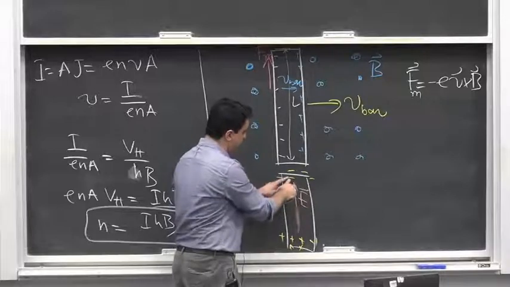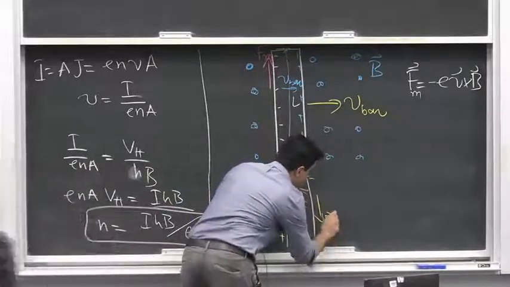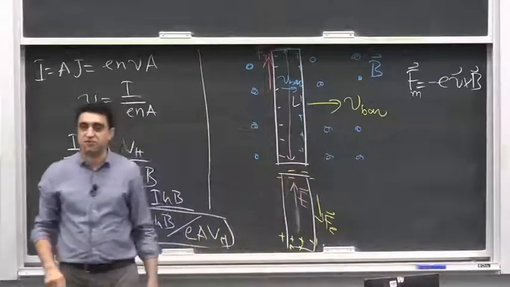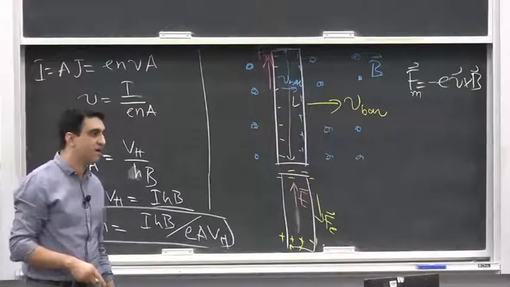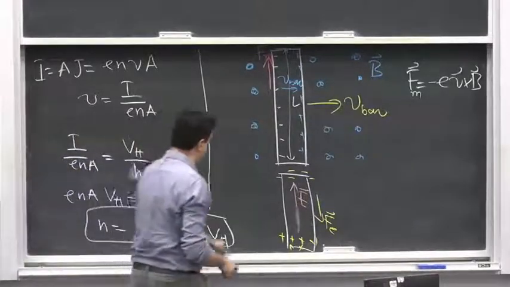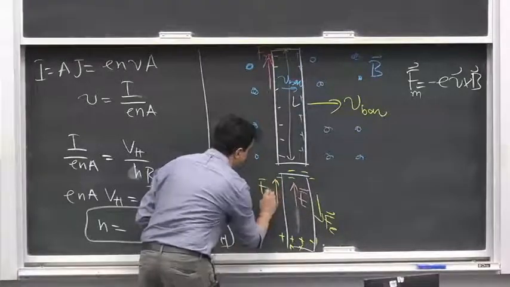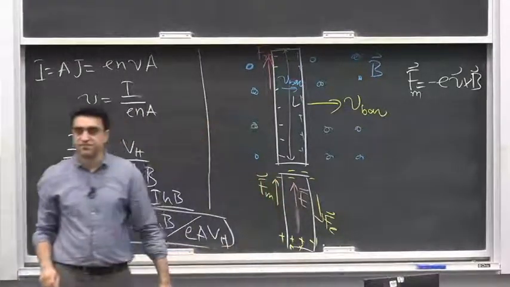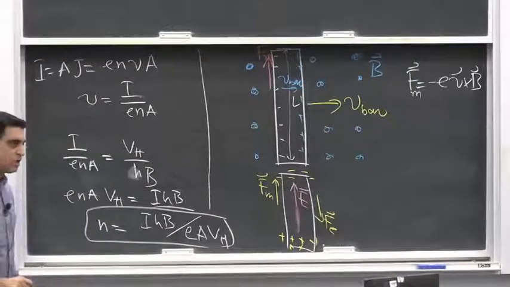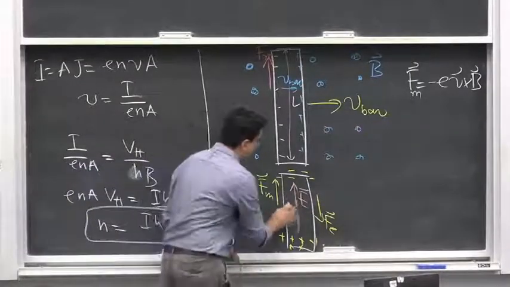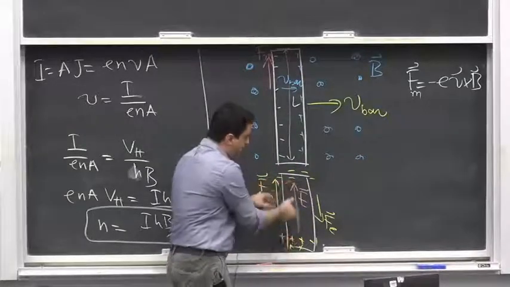On the mobile charges, that force would be in the downward direction, because the mobile charges are electrons and not positive ions. But the magnetic force on those mobile charges is in the upward direction. True? So let's say initially you start moving, so you have some charges which appear.